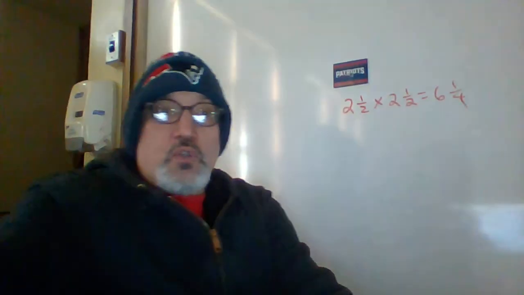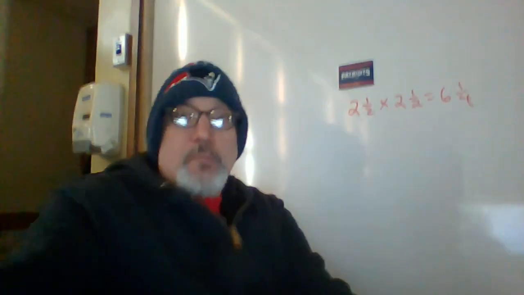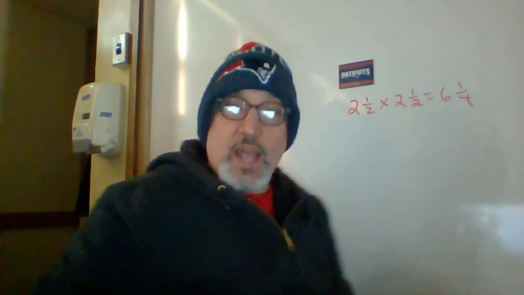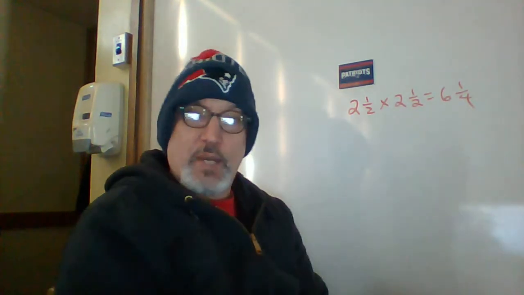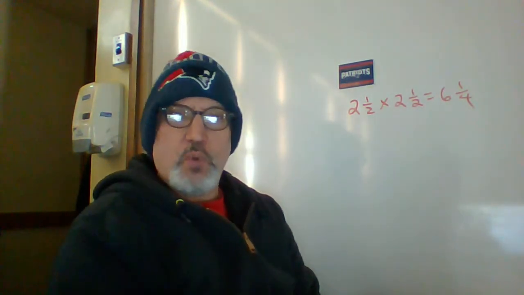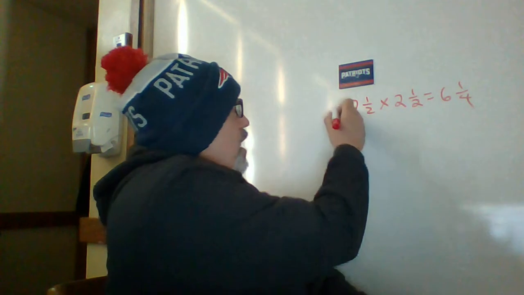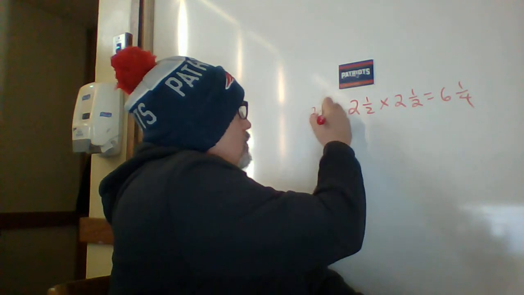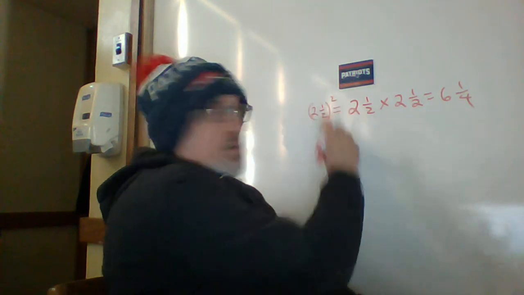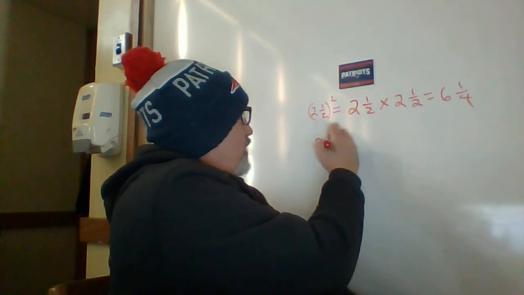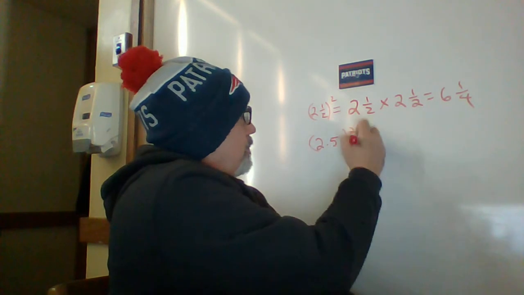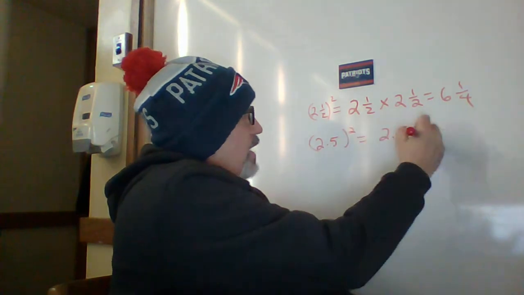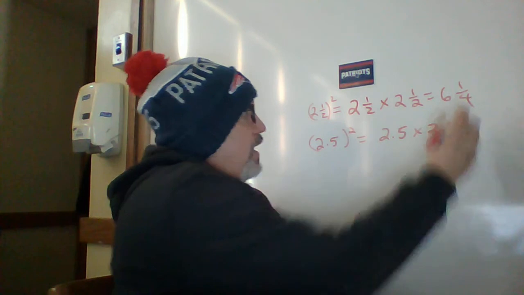At this time, we want to take advantage of the fact that 2.5 is a fraction whose decimal equivalent terminates. And of course, it's simply 2.5. So the same problem of 2.5 squared can be thought of as 2.5 squared, or 2.5 times 2.5.